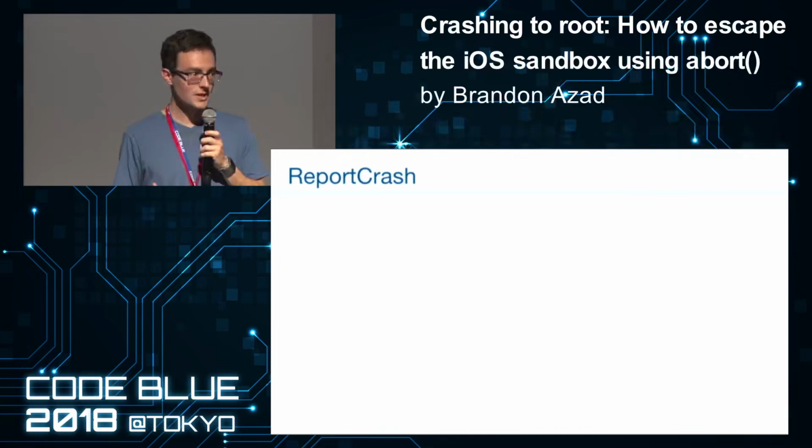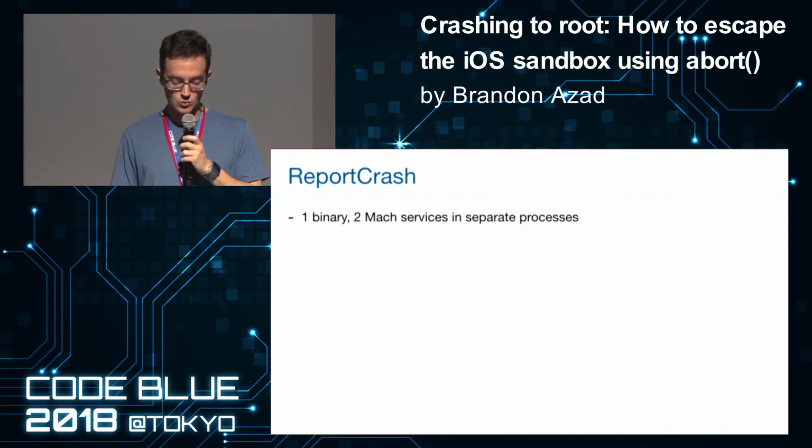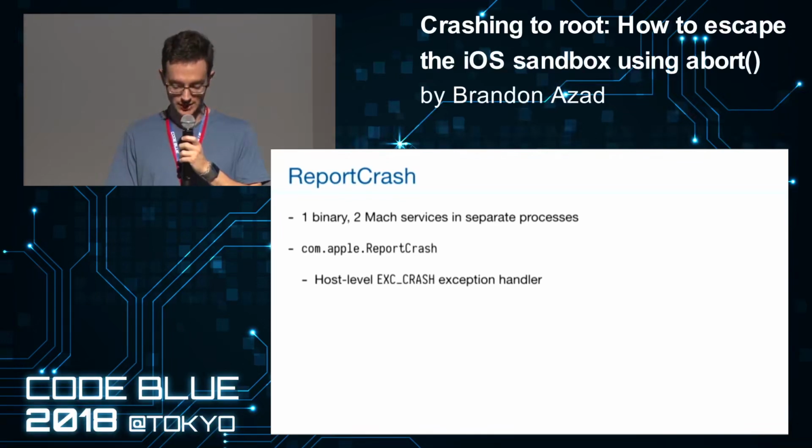So, what does this crash handling process look like on iOS? It's a binary called reportCrash, and this one binary is responsible for running two separate Mach services, each in its own process. The first and most important is com.apple.reportCrash, which is the host-level exception handler for EXC_CRASH exceptions. This service port receives an exception message whenever an application on the device terminates abnormally, and then reportCrash will inspect the process and generate a crash log.